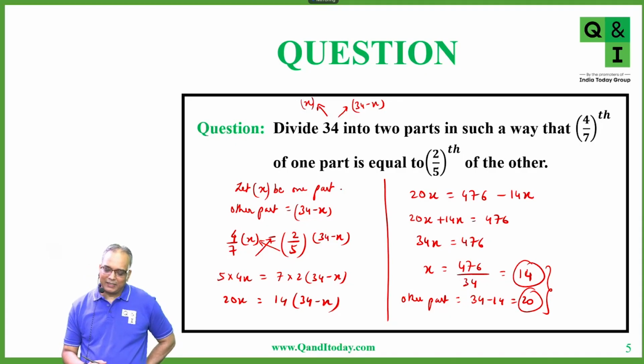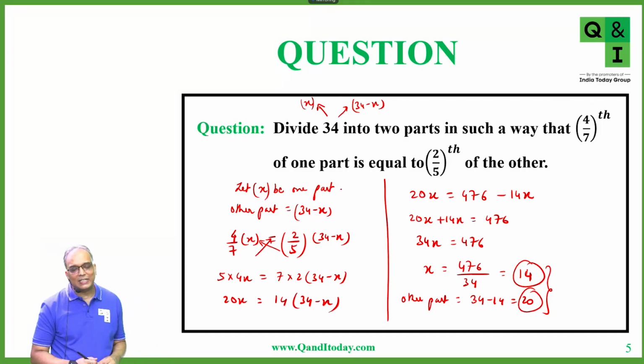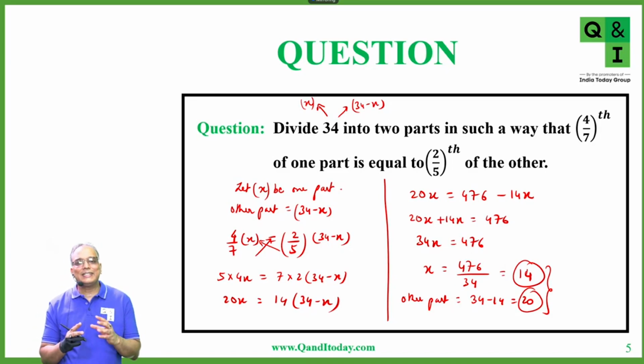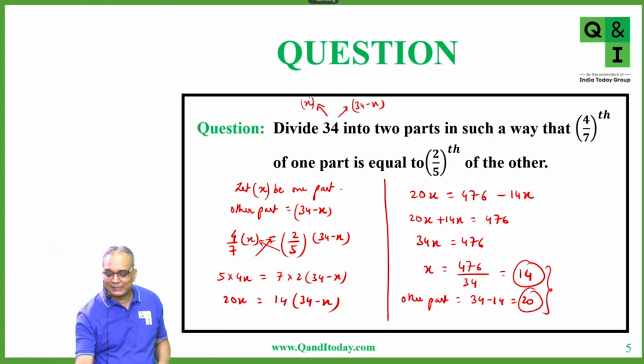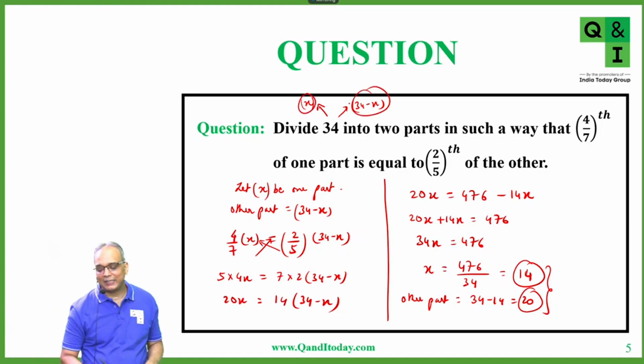Yeah, I'll explain it. So the question was divide 34 into two parts in such a way that 4/7 of one part is equal to 2/5 of the other. So 34, let's say the two parts, the first part is x. The other part is going to be whatever is remaining from 34, that is 34 minus x. So two parts we have got, one is x, other is 34 minus x.